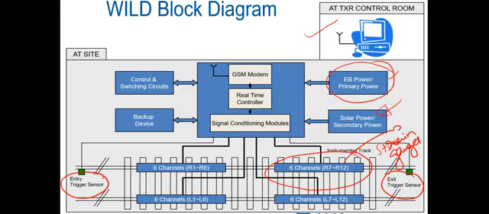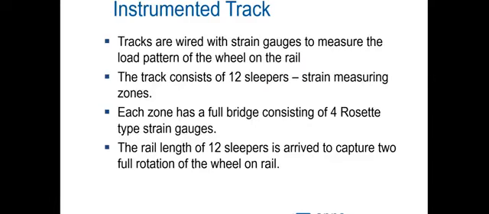And then of course, to operate all this, you need certain control systems. So that is the control and switching part. So this is a block diagram view of how a wheel impact load detector looks. This is a short description.